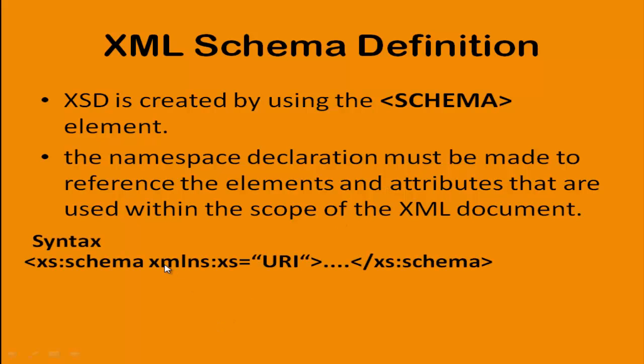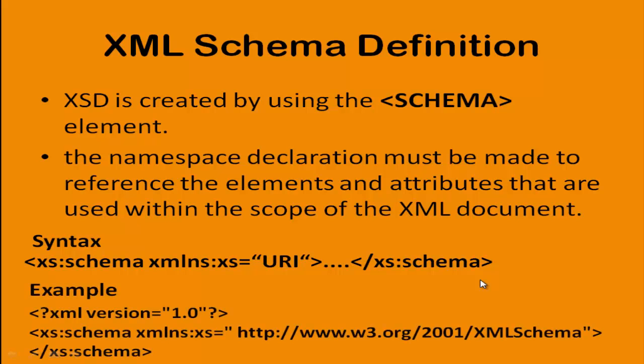And the syntax for creating an XSD is: xs is nothing but the prefix, colon, schema is my element, xmlns is the attribute for creating a namespace which we saw in our earlier video, colon prefix equals URI. URI is nothing but the location of that particular XSD file, and then we are closing that XML tag. So this is how the syntax for XML Schema Definition will be.